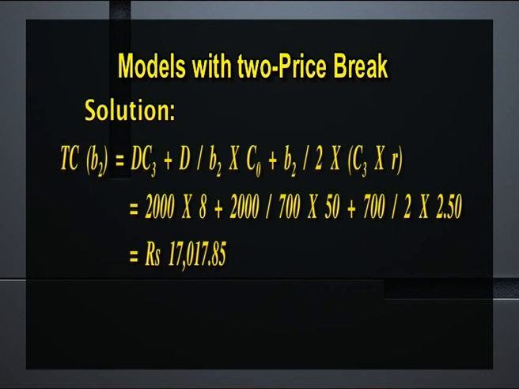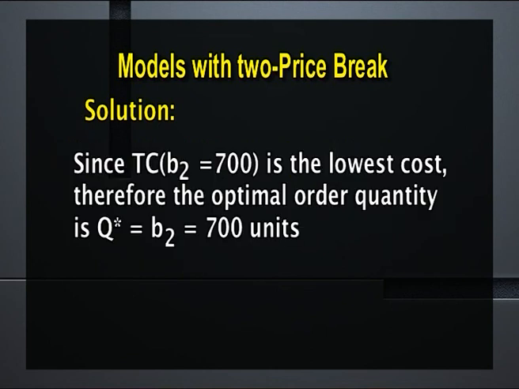TC B2 is equal to DC3 plus D by B2 into C naught plus B2 by 2 into C3 into R is equal to 2000 into 8 plus 2000 by 700 into 50 plus 700 by 2 into 2.50 is equal to rupees 17,017.85. Since TC B2 equal to 700 is the lowest cost, therefore the optimal order quantity is Q star is equal to B2 is equal to 700 units.